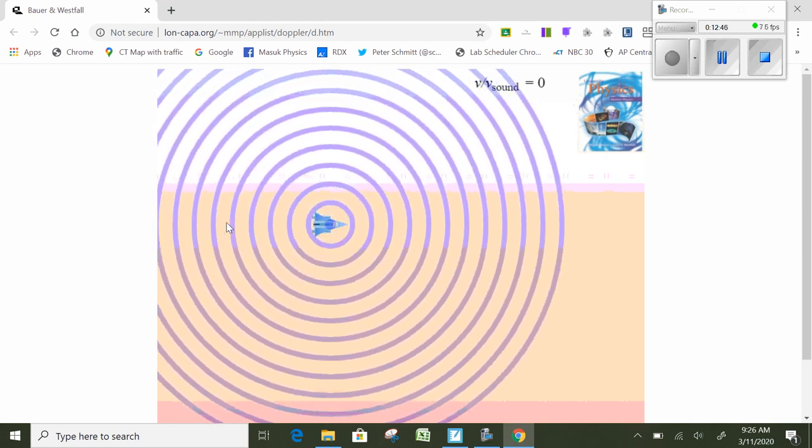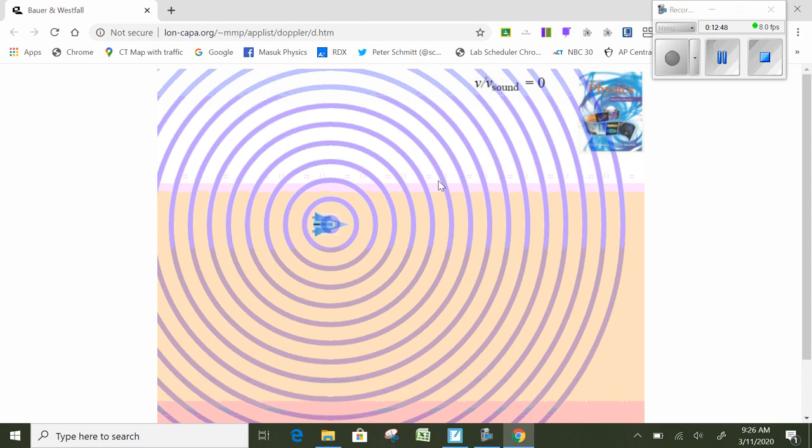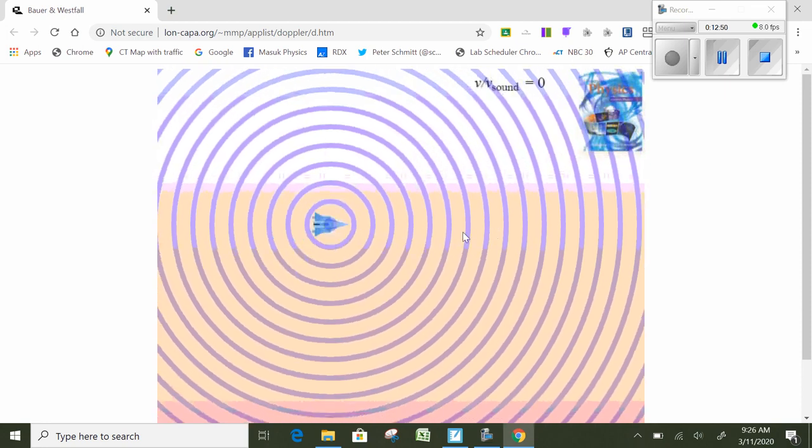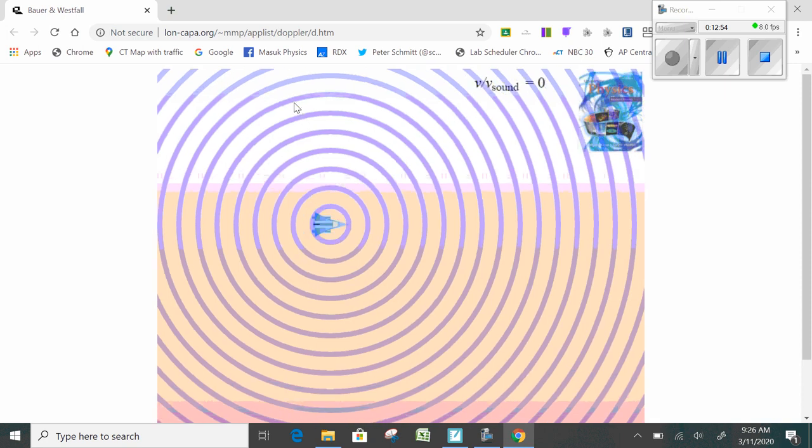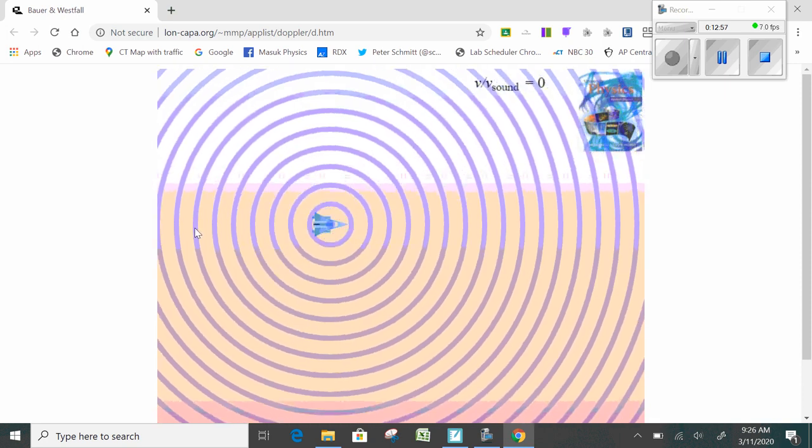And the airplane's not moving, so the sound travels out everywhere. So if you're over here, the sound waves will hit you at a certain frequency. You'll hear a note. If I'm over here, the sound waves will hit me at the same frequency, so I'll hear the same note. And if I'm over here, I'll have the same thing. The waves are traveling at the same speed.